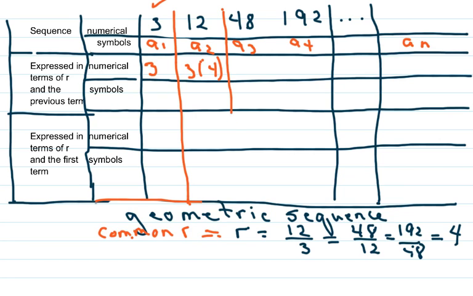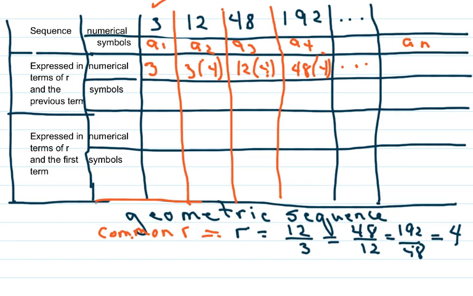The next one is going to be 12 times 4. My previous number was A sub 2, which was 12, times my ratio, which is 4. All right? And finally, we have 48 times 4, and it's just what we were talking about earlier. Dot, dot, dot. And now let's use the symbols.